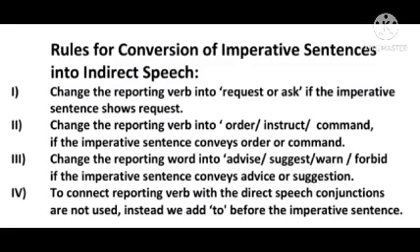Now, as we were doing in assertive and interrogative sentences, what did we do? We used a conjunction to add the reporting verb with the reported speech. So now, in imperative sentences, to connect the reporting verb with the reported speech, conjunctions will not be used. Instead, we'll use "to" before the imperative sentence.